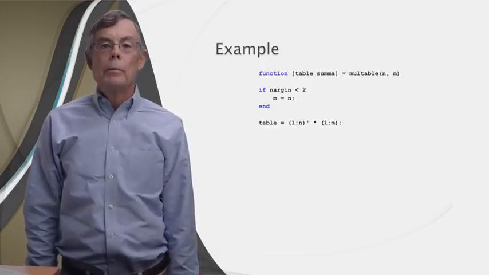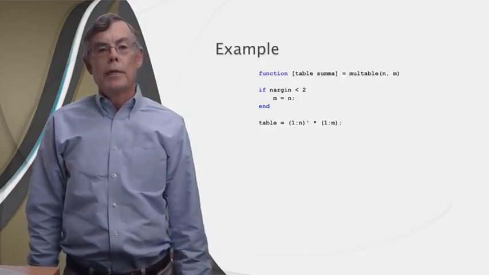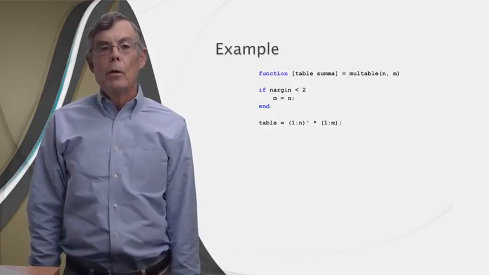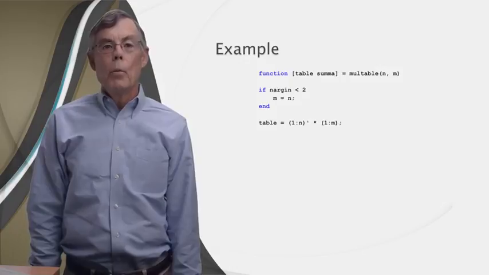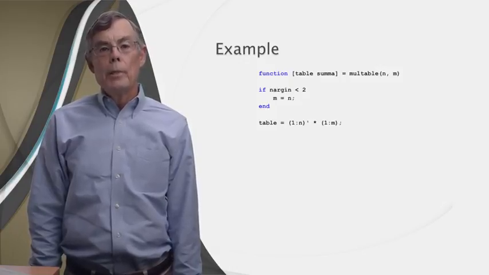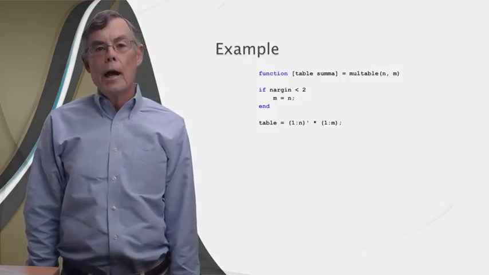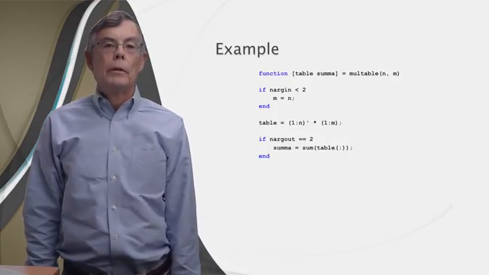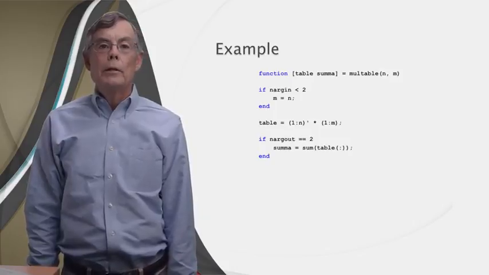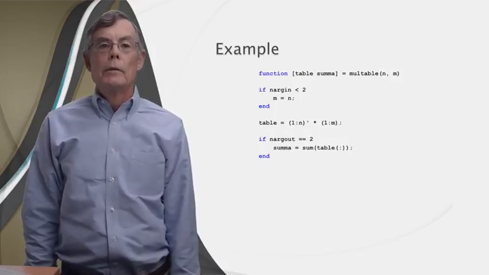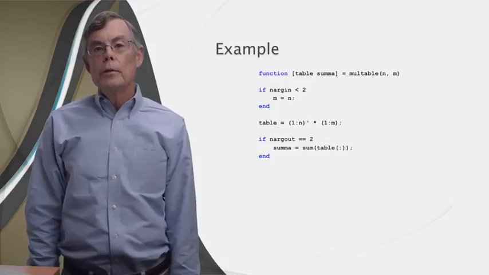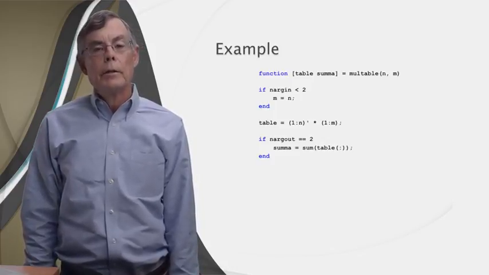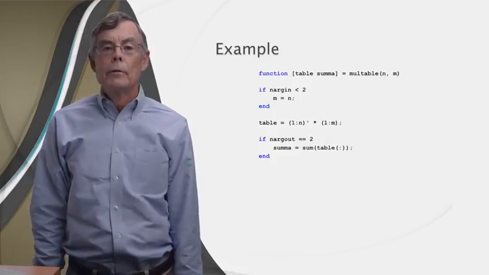Now we're ready to compute the multiplication table. It's actually pretty simple. We create 2 row vectors, one going from 1 to n and the other from 1 to m. We transpose the first vector to be a column vector and use matrix multiplication to create the table. Now it's time to determine whether we need to compute the sum of the matrix as well. We need to do that only if the user requested a second output argument, so we check nargout. If it's 2, we call the sum function.